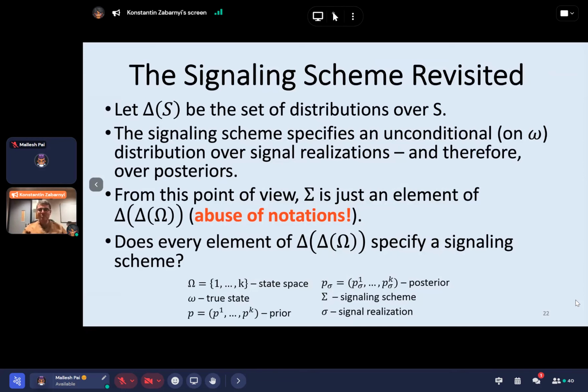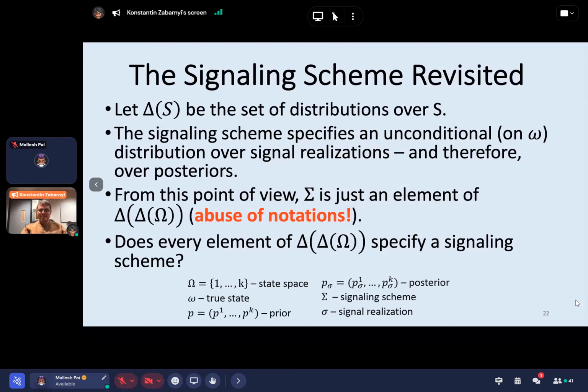And from this point of view, we can consider the Zabarnyi scheme to be just a single distribution over posteriors, yes, a distribution over distributions. So we slightly abuse the notation, and we consider the Zabarnyi scheme to be a distribution over posteriors unconditional over the states. And the question is, is it true that any distribution over posteriors specifies a Zabarnyi scheme? And the obvious answer is definitely not.